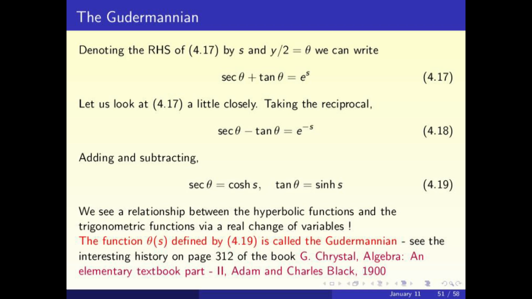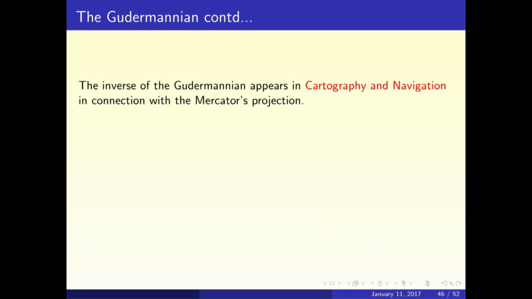A very interesting history of this Gudermanian can be found on page 312 of Chrystal's Algebra, volume 2, which was published in the 1900s. In fact, it's published before 1900s. This is a later edition. The inverse of the Gudermanian appears in cartography and navigation.